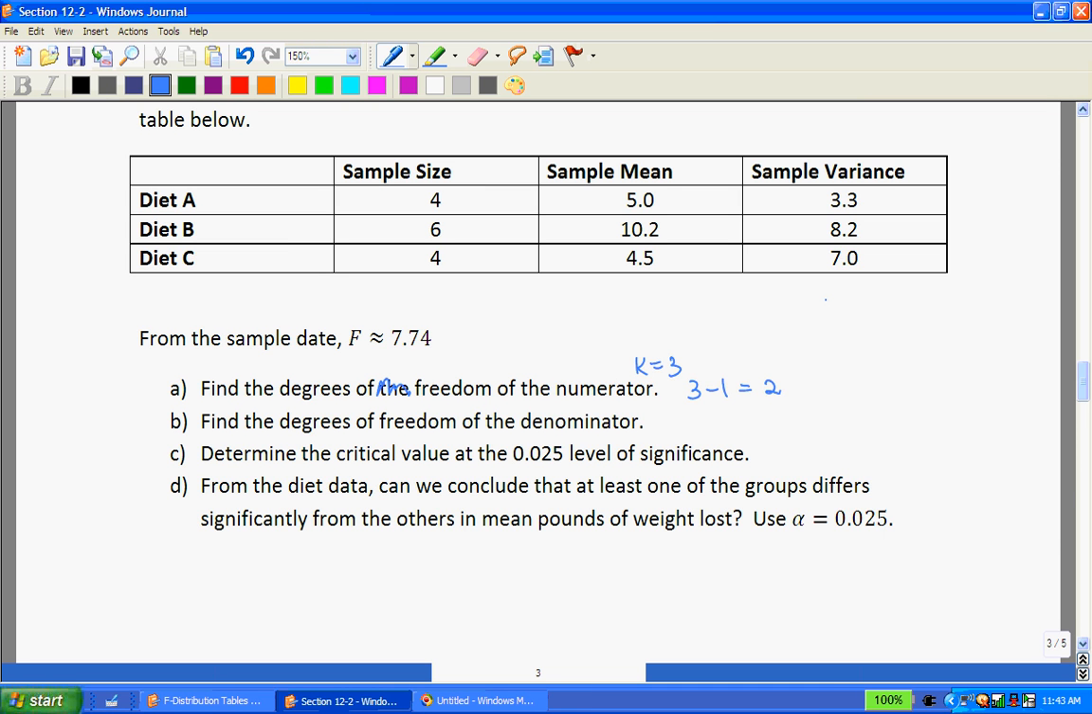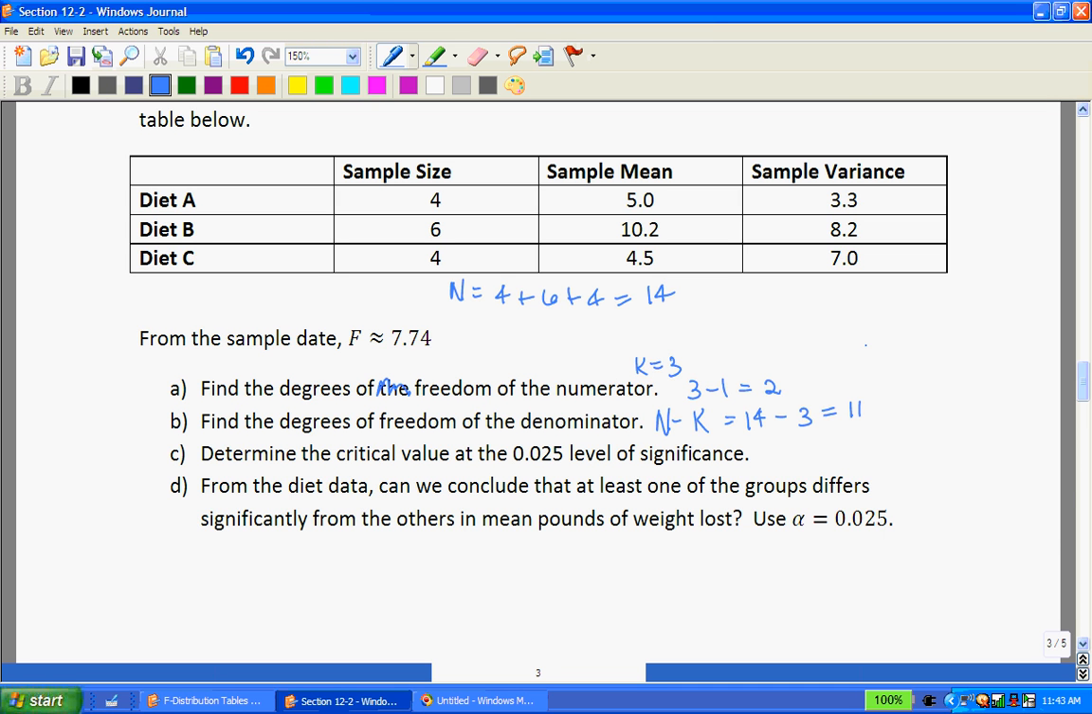Part B, find the degrees of freedom of the denominator. Well, this is where we want all the data minus K. So this is N minus K, capital N minus K. N would be 4 plus 6 plus 4. So it's everybody regardless of which diet they were on, and that's 14. So then if I take 14 minus 3, be really careful, and I'll probably almost make the same mistake. You're not subtracting the previous degrees of freedom. You're subtracting the number of categories. And there were 3 different diets. So it's 14 minus 3, which is 11.